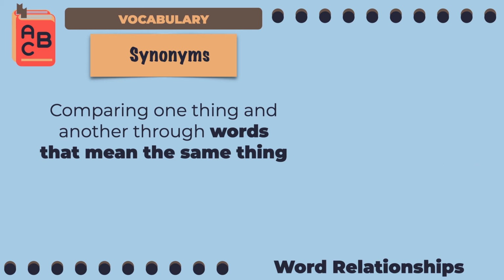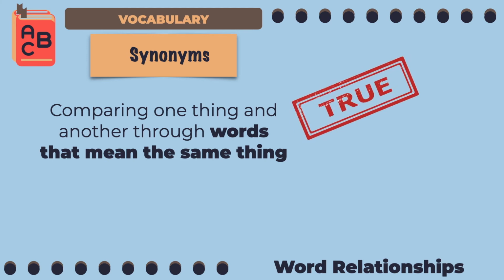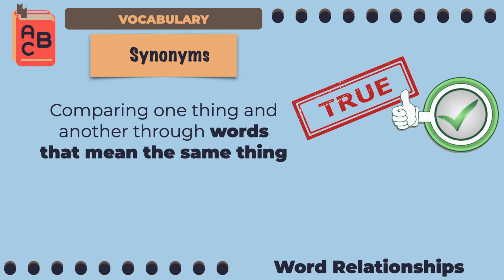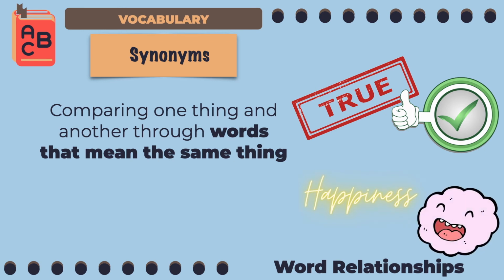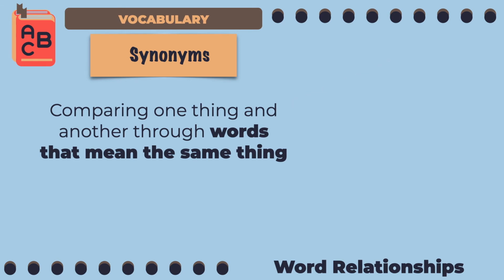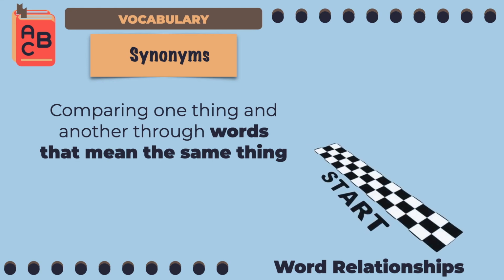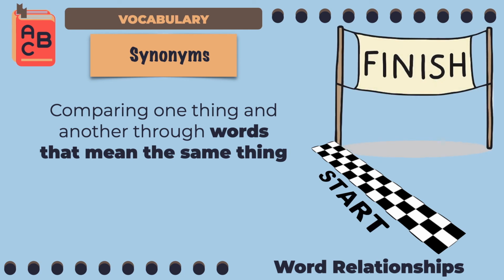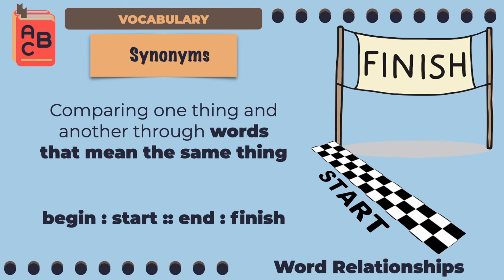Let's have another example. The word true is synonymous to the word correct. Likewise, happiness is synonymous to joy. The analogy is true is to correct as happiness is to joy. Last example for synonym word analogy. When you say start, it also means to begin. Also, when you say finish, it also means end. The analogy is begin is to start as end is to finish.